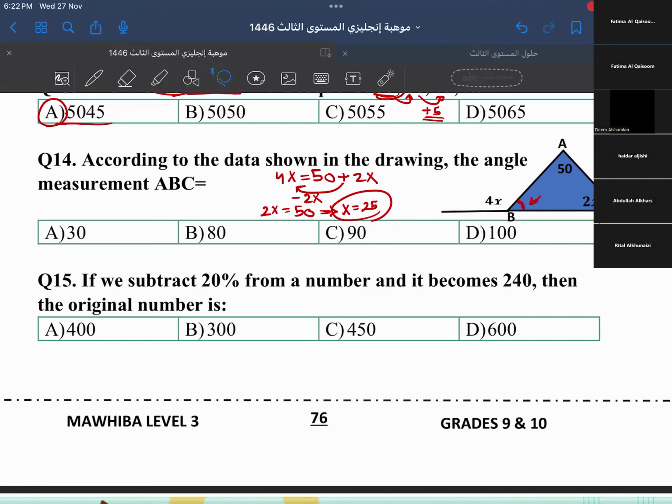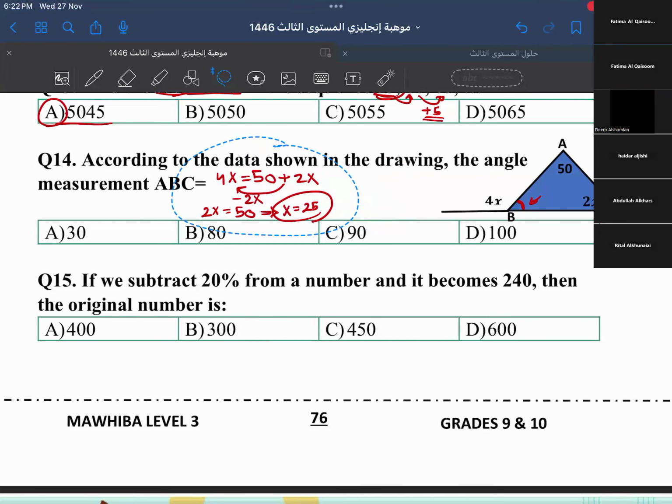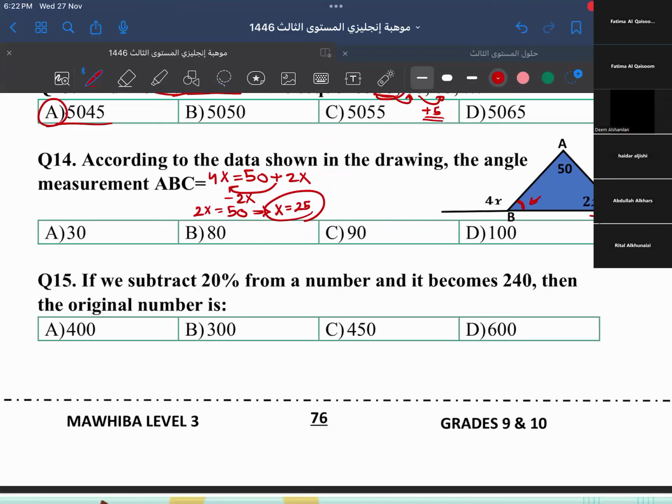Exactly, ممتاز. So as you said here, in the triangle it has 180, so we can add 50 plus 2x plus the angle of B. Also, we can do an easier one, which is adding the 4x with B, which also equals 180, because it's a straight line. Okay, so 180 equals 4x plus B that we want.